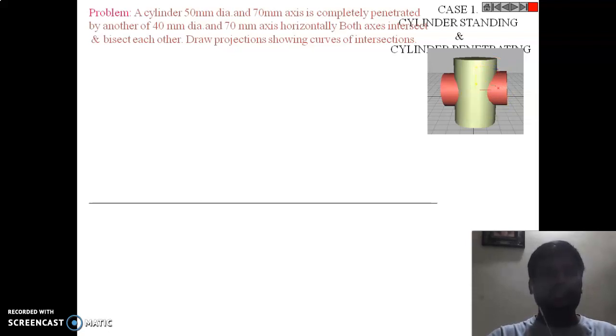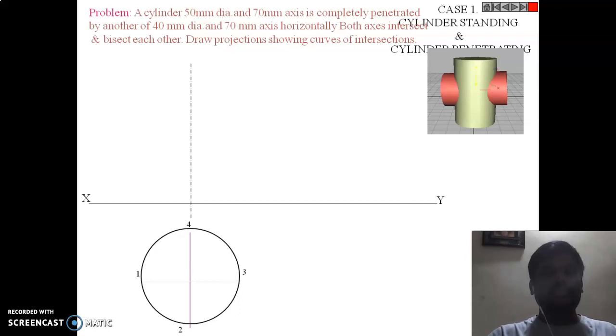First, as you know, you are supposed to represent a reference line named XY. Now, first we need to draw the three views of the standing cylinder, and then the three views of the horizontal cylinder. With 50 diameter, that is 25 radius, we draw a circle. Then divide the circle and project the axis from the center, that is 70, and locate the rectangle by projecting from this.